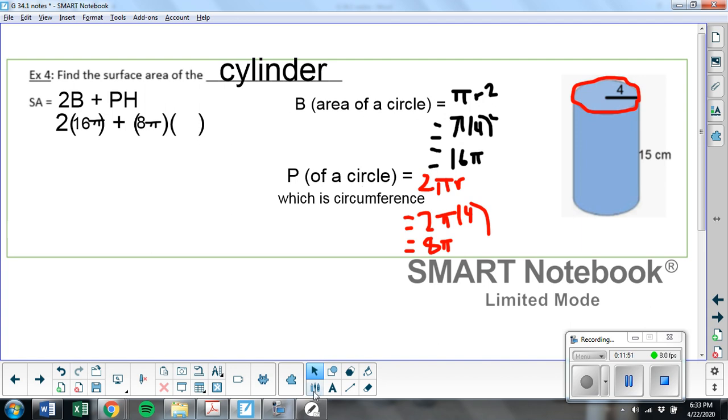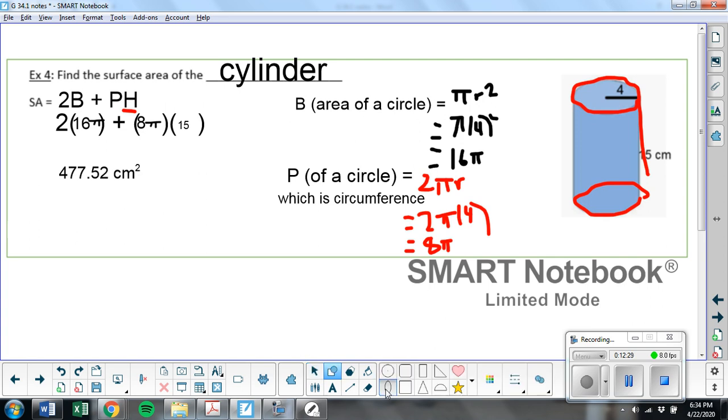Finally, the height. Again, I can't stress this enough. Height is not 4, height is not 8. The formula says that this h stands for the height, the distance between the two bases. How far apart are these two bases? 15. No work for that. Grab a calculator. You can type it all in at one time. When you do that, it might take you a minute, but check it. You should get 477.52 centimeters squared.